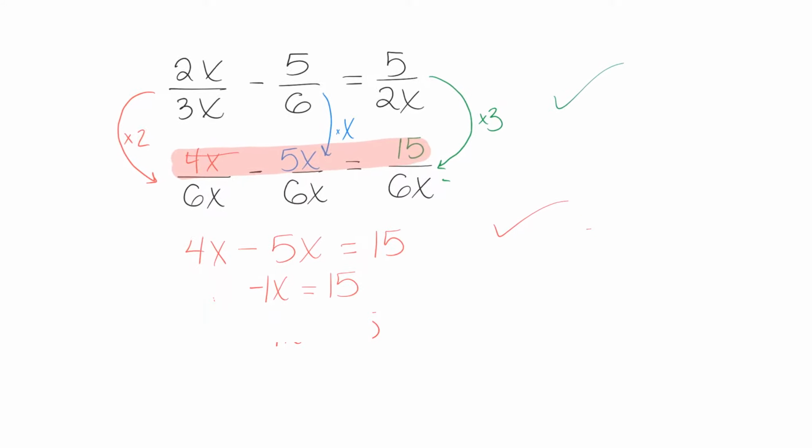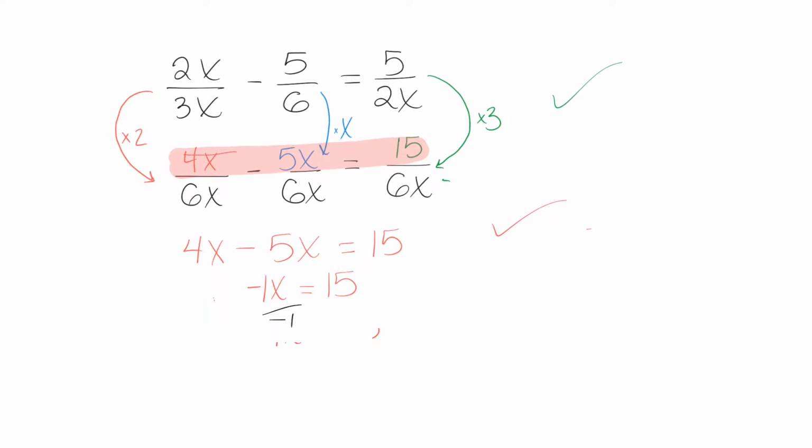Divide out your negative 1. And what do we get? X equals negative 15. Okay, so we found our common denominators. We isolated the numerators. We solved for x. Let's try another one.